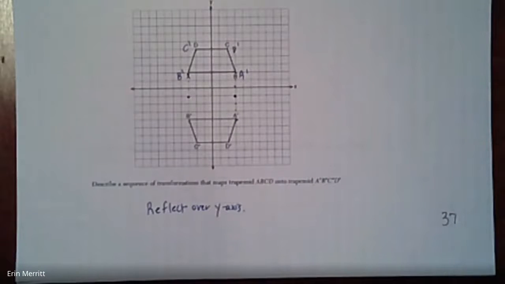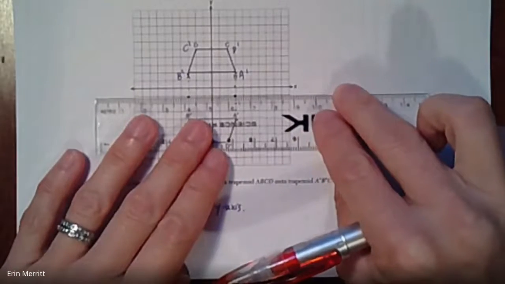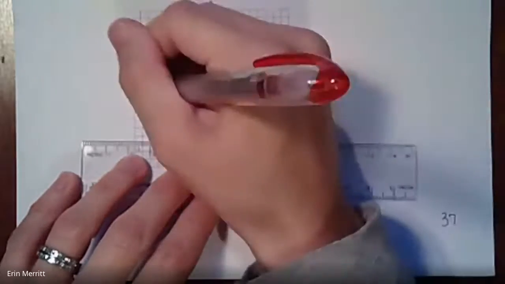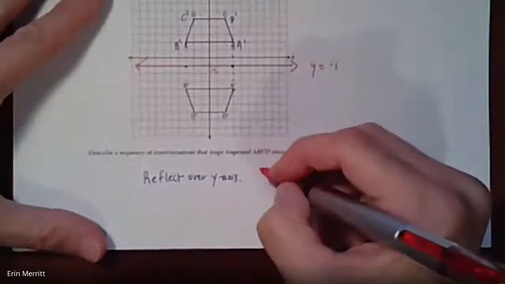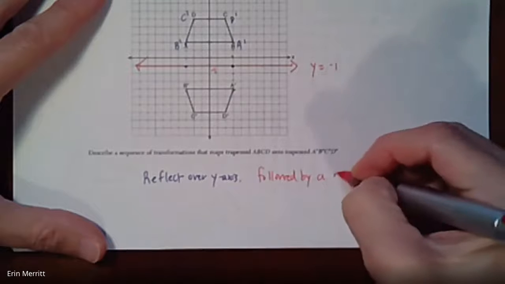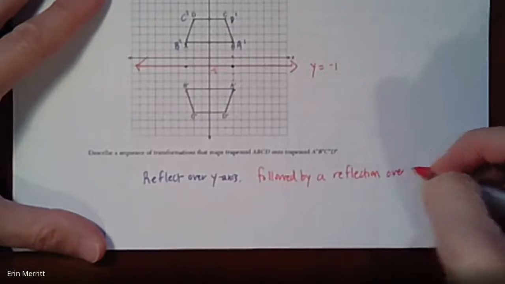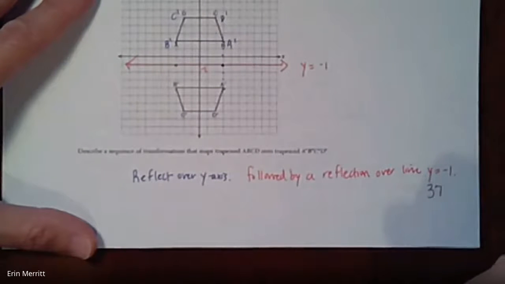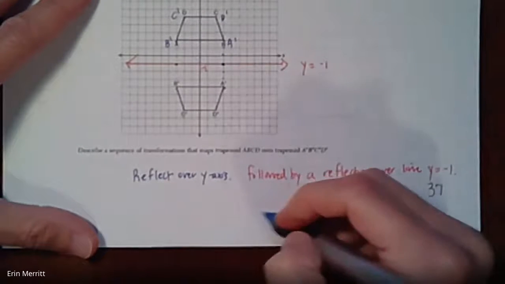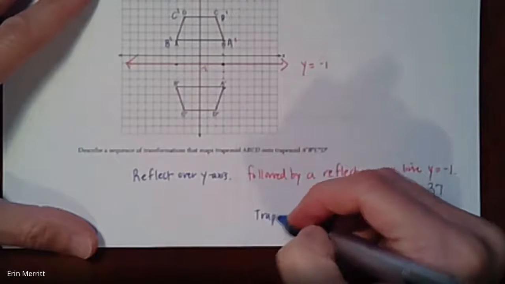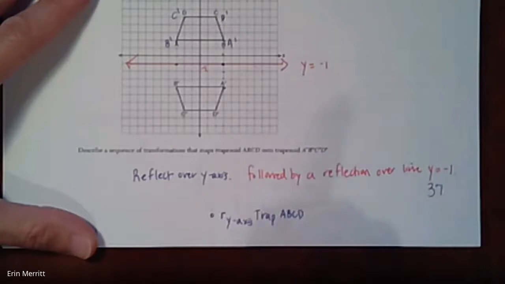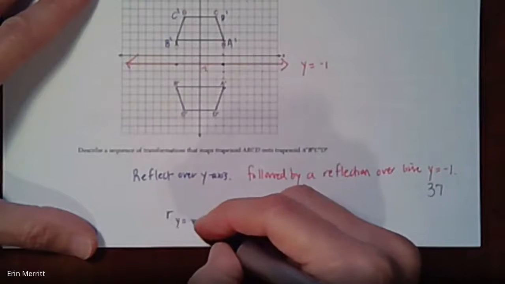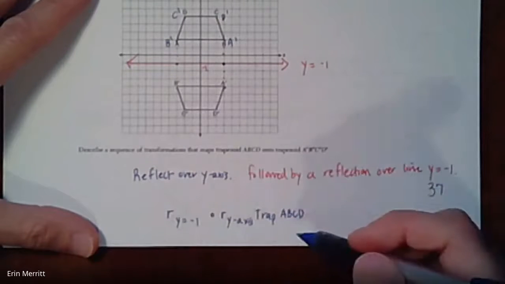So instead of using like the x-axis or the y-axis, I'm going to use this horizontal line. I'll highlight it in red so that you can see it better. Right here, the line y equals, it would cross at -1. So I'm going to reflect over the y-axis and then followed by a reflection over the line y equals -1, right? Notation-wise, if I put that all together, then I would be taking trapezoid ABCD. I'd reflect it over the y-axis and then followed by a reflection over the line y equals -1. So I can write it like this, or I can write it like that.